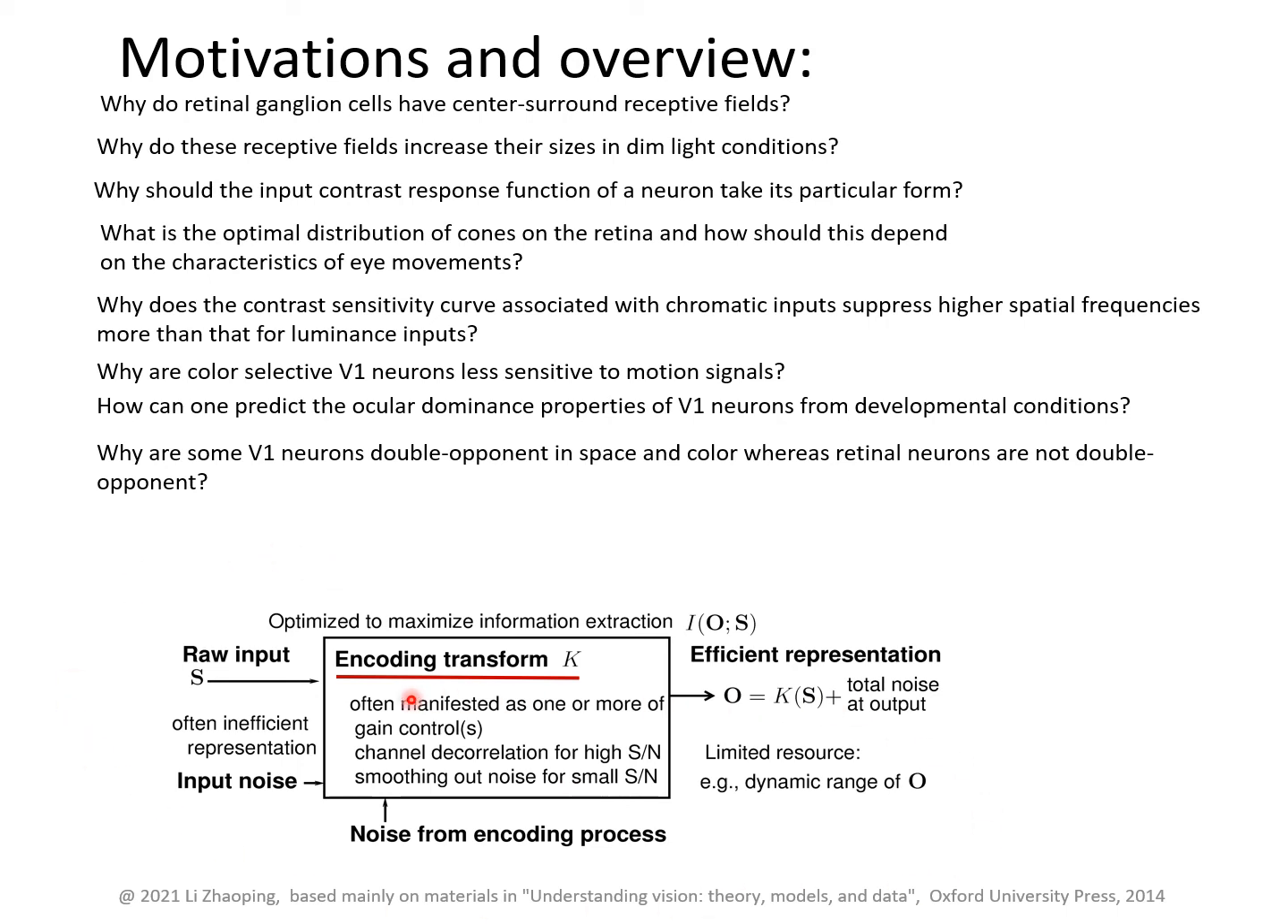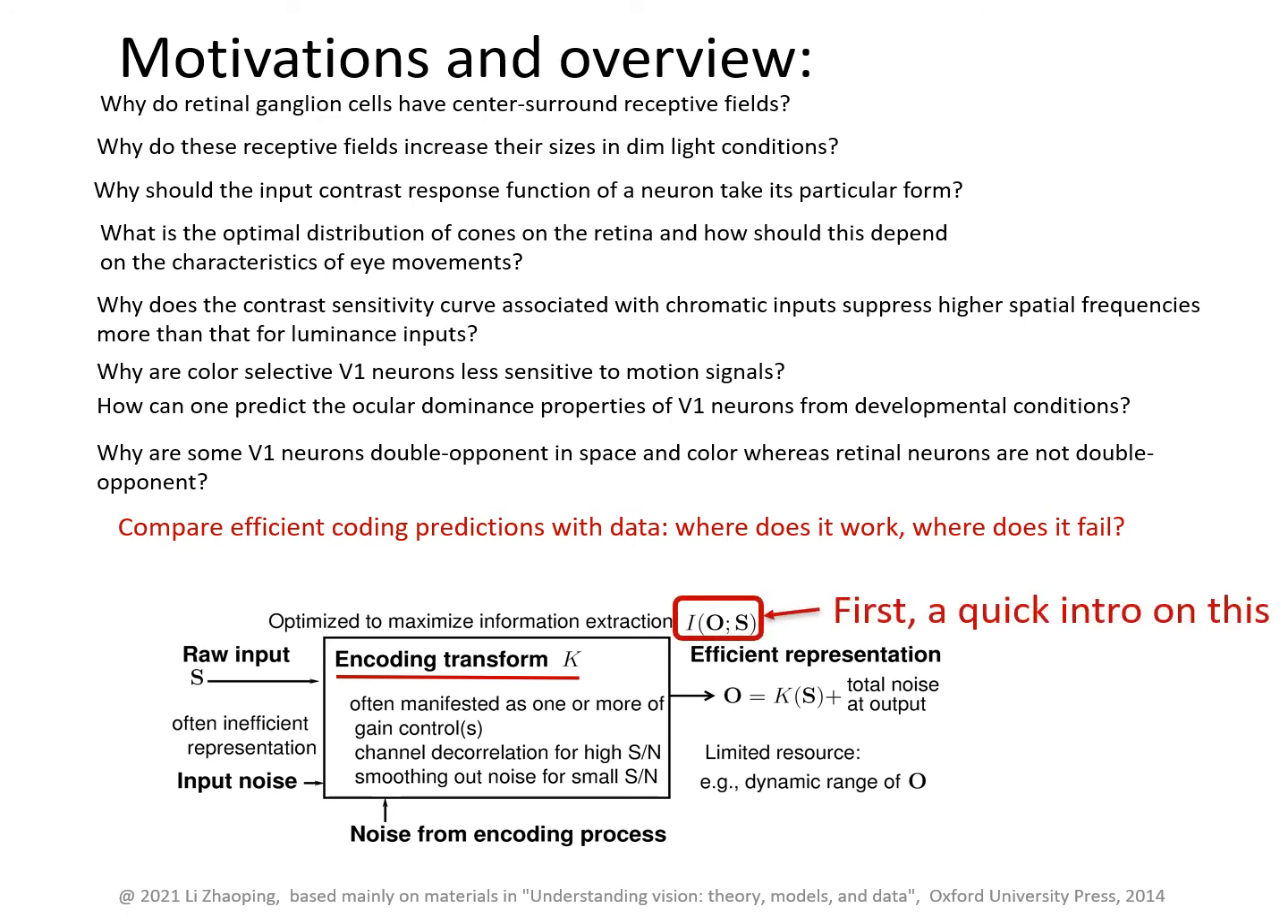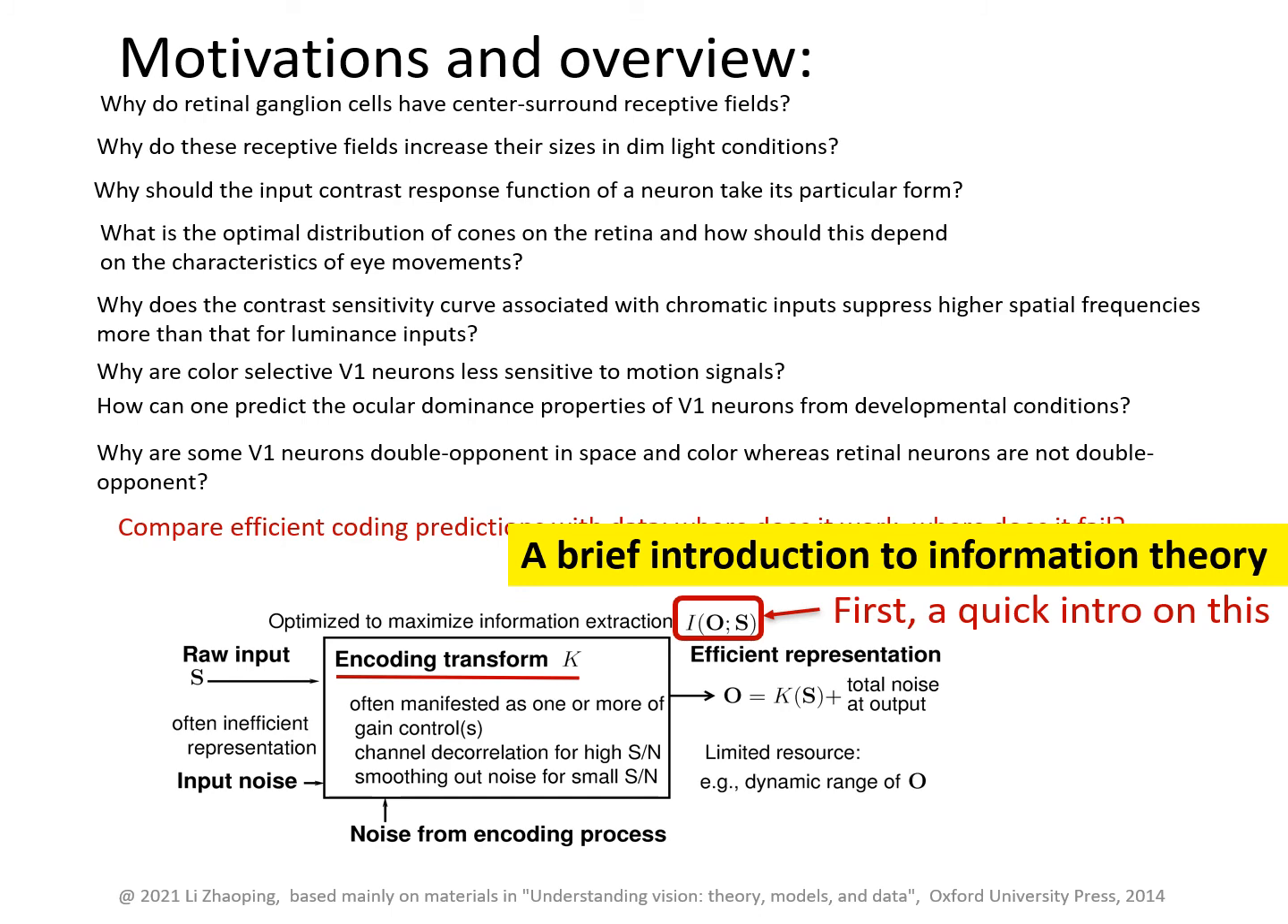Applying this approach to various examples to get the optimal transform K will lead us, hopefully, towards the answers to the questions above and many other questions. We can compare the predictions from the efficient coding principle with experimental data to see whether this hypothesis makes sense, and to test this hypothesis to see where it works and where it fails. Before we do that, let's start with a quick introduction of what I(O;S) is, and so therefore a brief introduction to information theory.